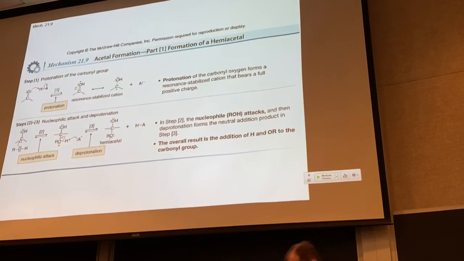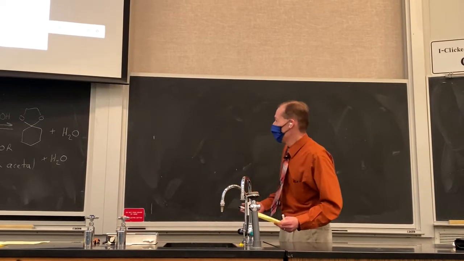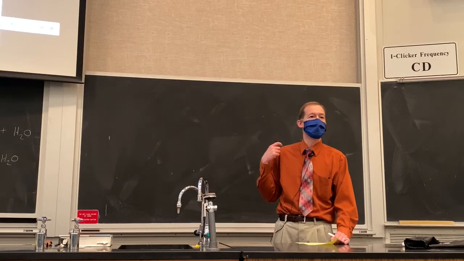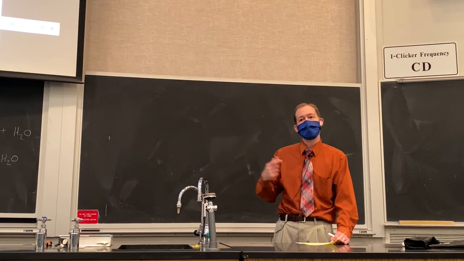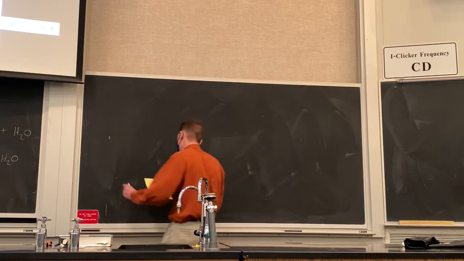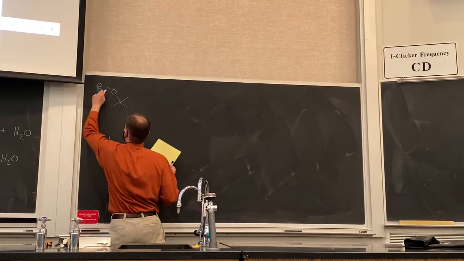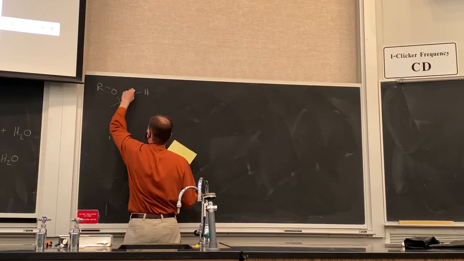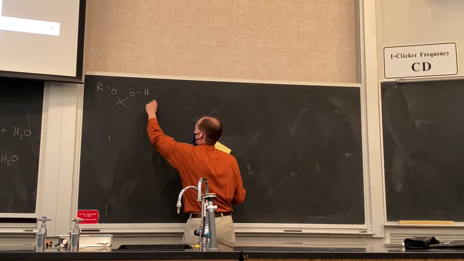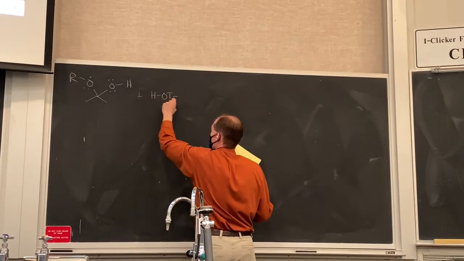Okay, so let's draw the second part of the mechanism. And it's different from the first, but it's going to be very similar to the mechanisms that we showed you for making imines and making enamines. We're going to have the same sort of steps that we had in imine and enamine formation. So we start off with our hemiacetal. In the first step, we're going to protonate the alcohol. Here's our toluene sulfonic acid.